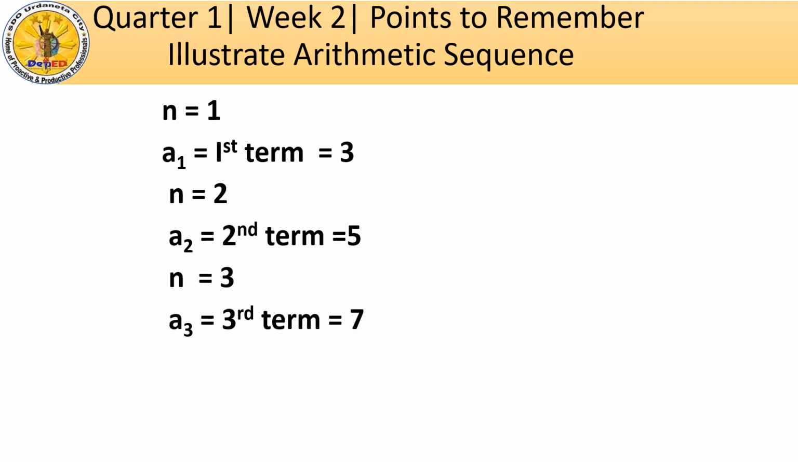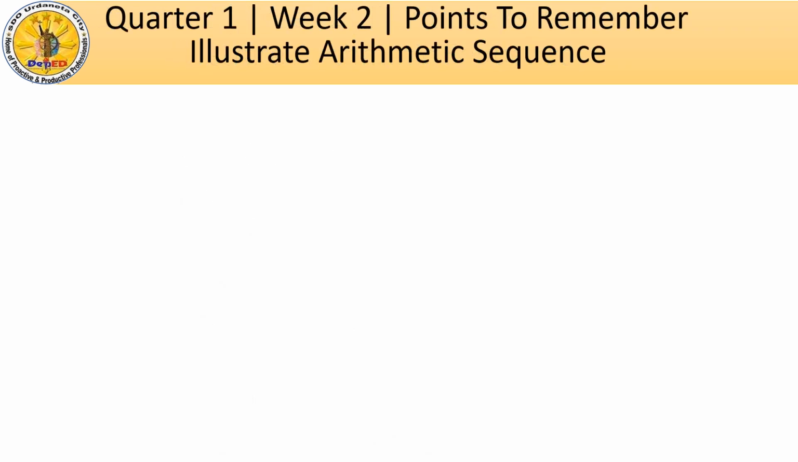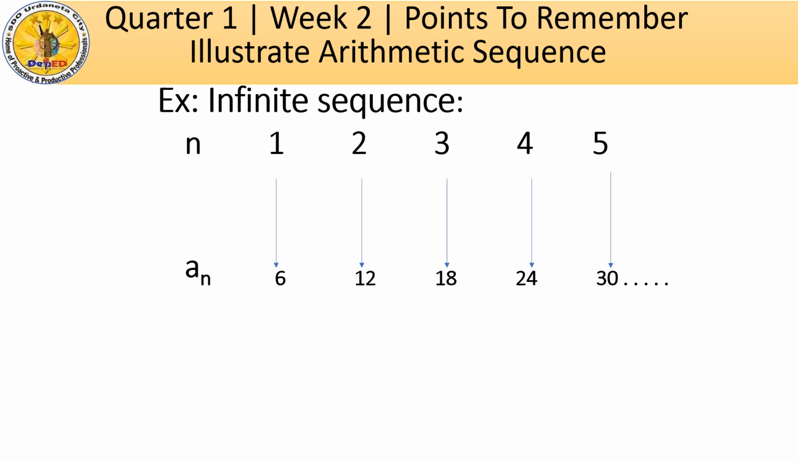When n is 3, a sub 3, the third term, is equal to 7. When n is 4, a sub 4, the fourth term, is equal to 9. And n is equal to 5, a sub 5, the fifth term, is equal to 11. Next example is your infinite sequence, which is 6, 12, 18, 24, and 30, and so on.